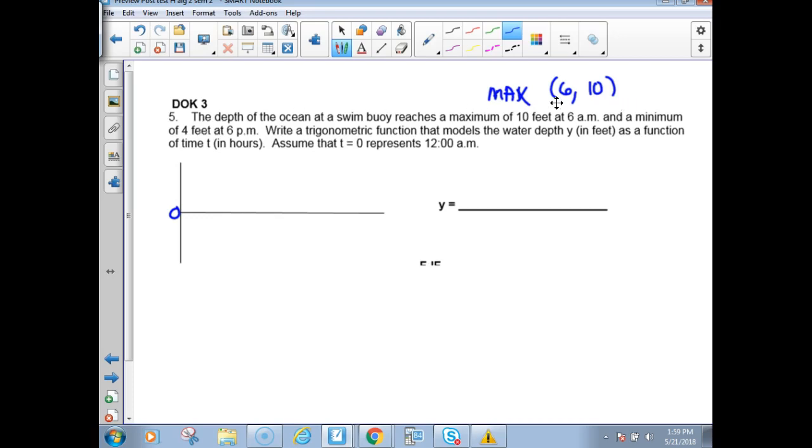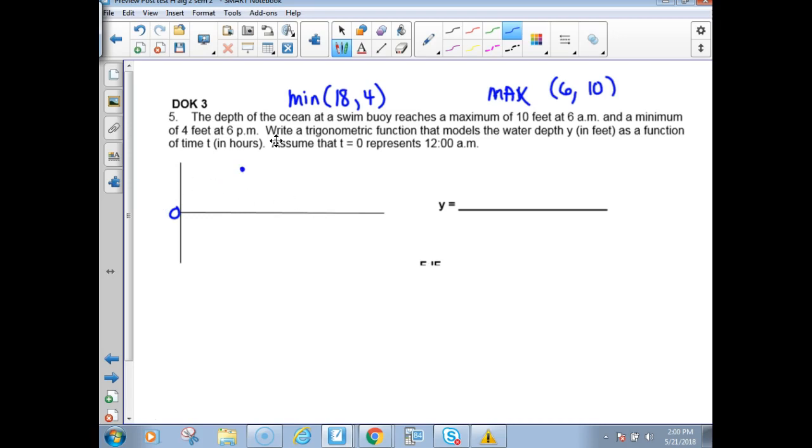And a minimum, then you've got a min at 4 feet for the height, which would be the y value, and 6 p.m. How many hours have passed since midnight when you get to 6 p.m.? 18 hours. There's 12 hours to get to 12 noon, and then 6 more hours, 18 hours. So the distance between 18 and 6 is 12 hours. But that's only the min to the max, or the max to the min. So that's only like half of the period.